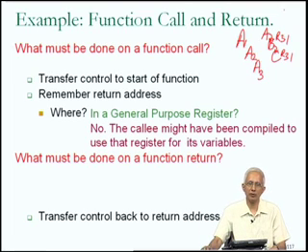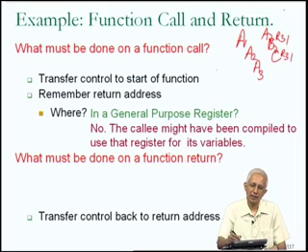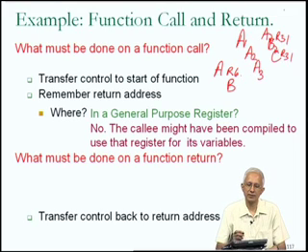So this may not work because, well, this is another reason that this may not be a good idea. What I've written over here is this may not be a good idea because the callee might have been compiled to use that register for its variables. Let me just explain what this means. Now the idea here is that when function A calls function B, as part of the function call, in remembering the return address, I might remember the return address in register R6. In other words, R6 will contain the return address inside function A.